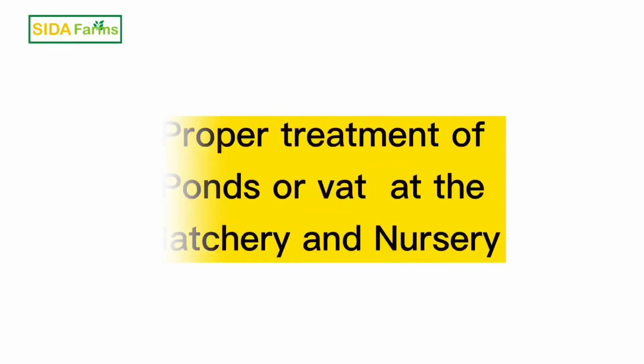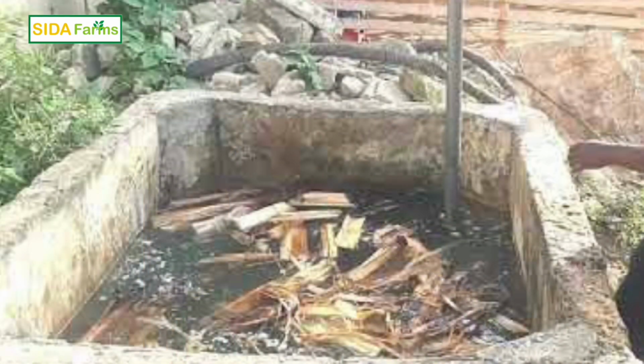How can we prevent this? This can be prevented by making sure that your pond or your vat is properly treated and cured. That means you do not just use it after constructing. Let's say you're using a concrete pond, you have to treat it. You fill it up with water, put in banana leaves and allow it to cure.